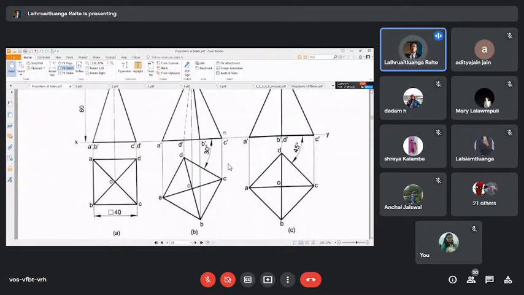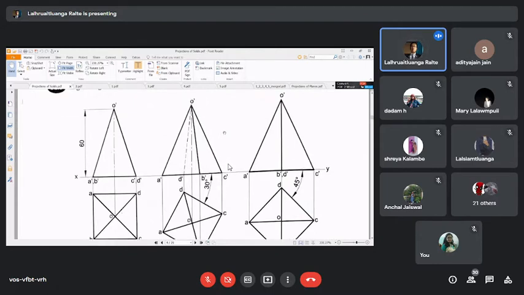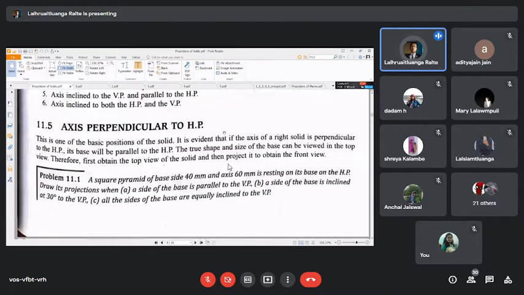So here we have the 2D projections already projected. So I hope you are able to visualize it.